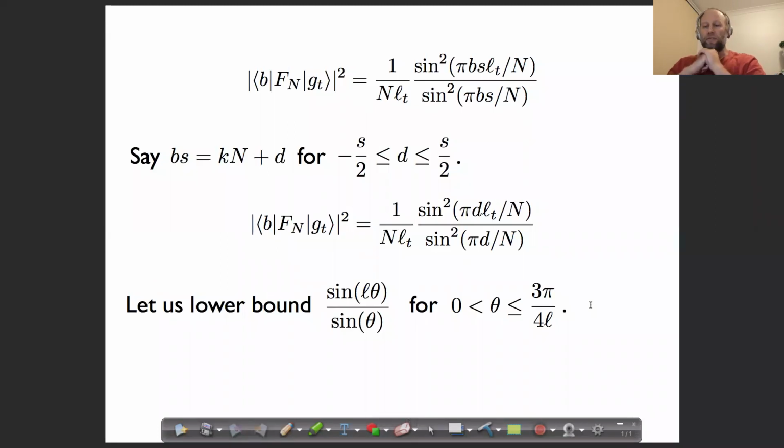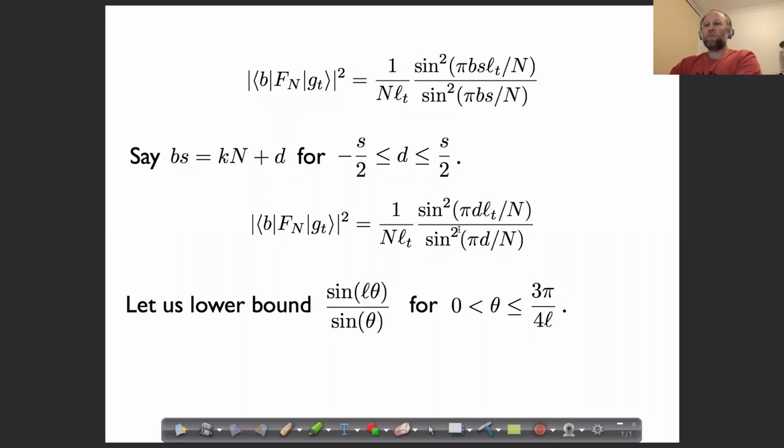Okay, so we can apply that reasoning to both the numerator and the denominator, just to simplify our expression a little bit. So this is actually equal to sine squared of pi d L T over n, divided by sine squared of pi d over n. And then we have our normalization term out here, the 1 over n L T. So now what we need to do is lower bound this ratio of the sine squareds.